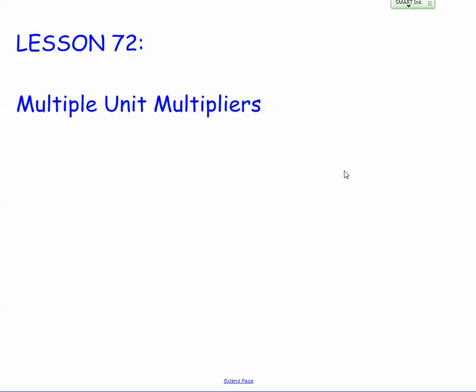We are going to continue using unit multipliers today. Specifically, we're going to start using more than one. We've kind of thrown a few of these in there every once in a while in problem sets, but now we're going to concentrate specifically on them and why they're necessary.